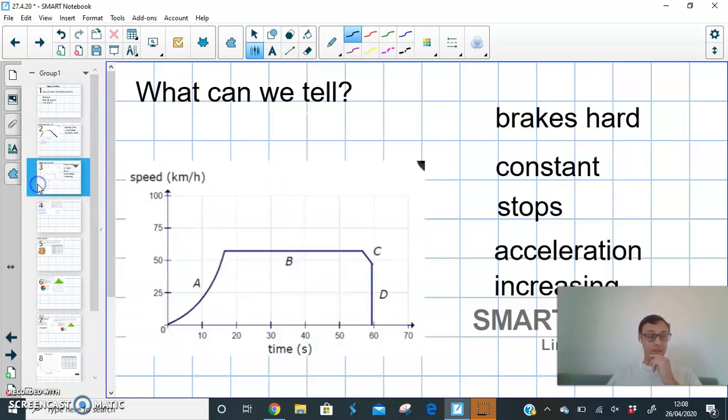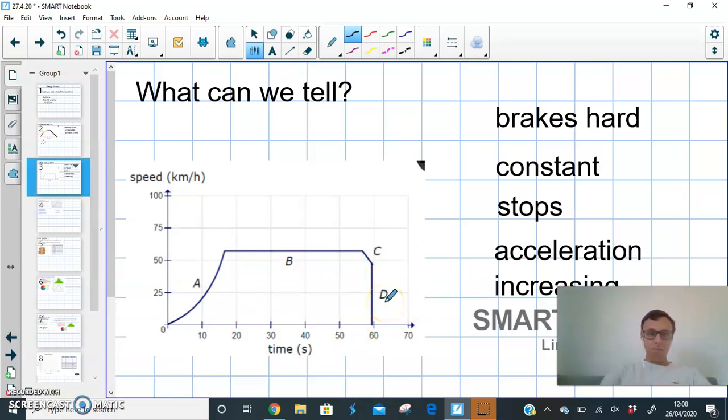per hour. Now this graph, again, a funny looking graph, but we can tell at some point it breaks, at some point there's a constant speed, at some point it stops, and then there's another point where the acceleration is increasing as well. And again, we've got point A, point B, point C, and point D.